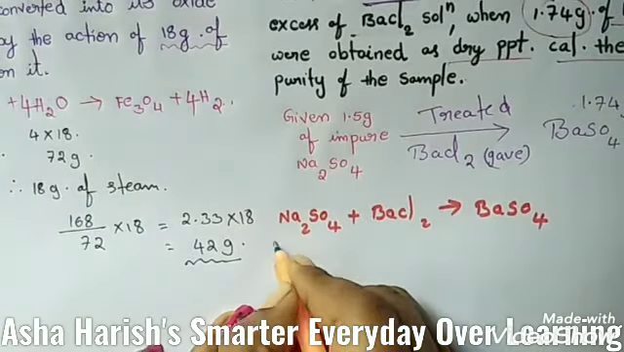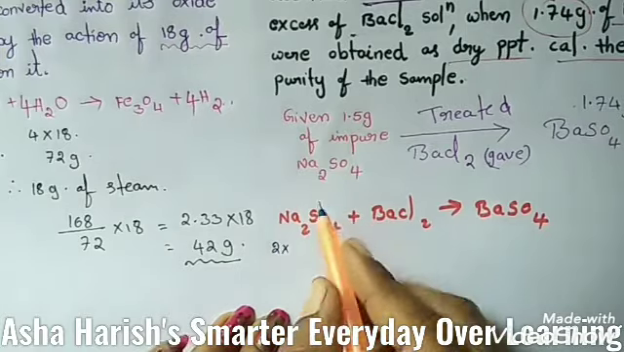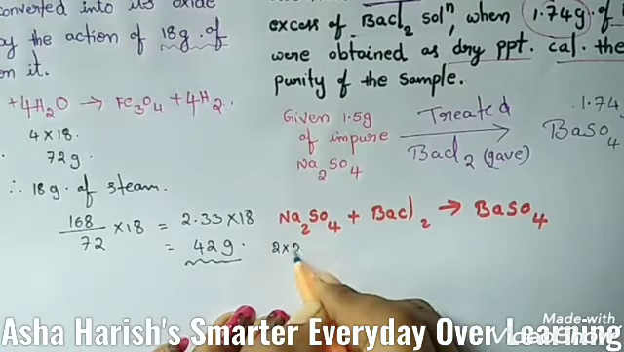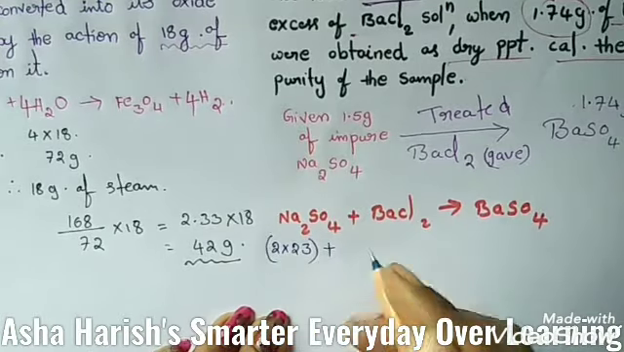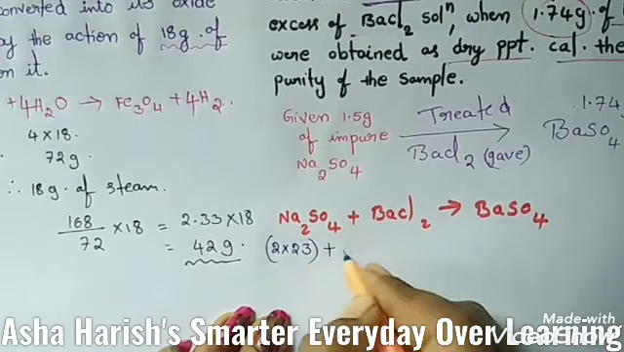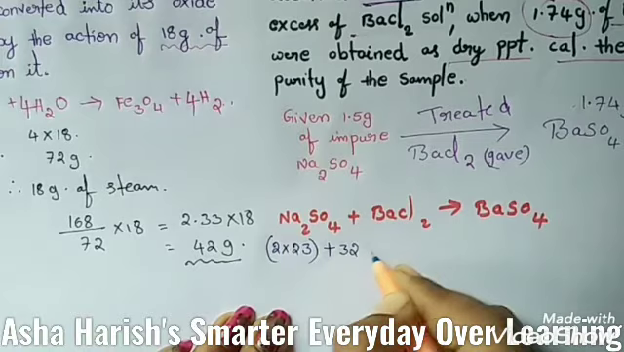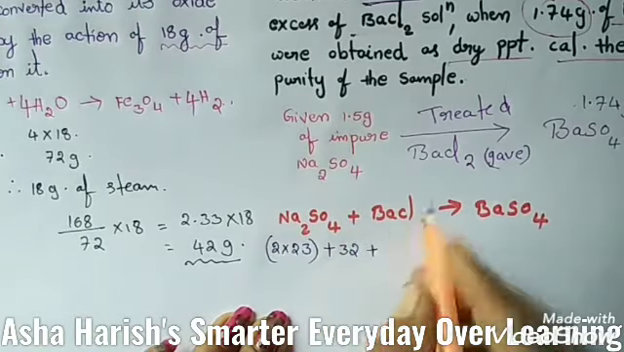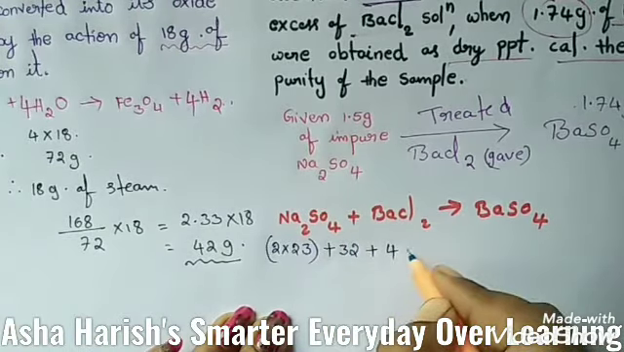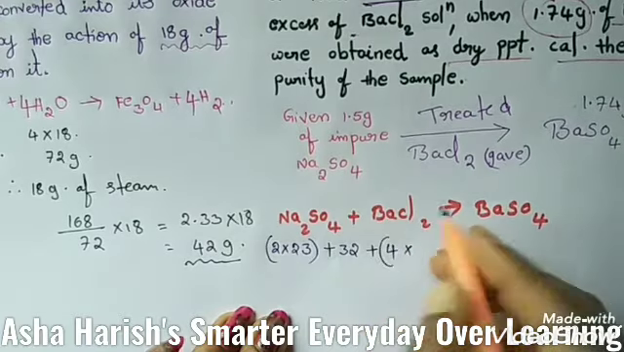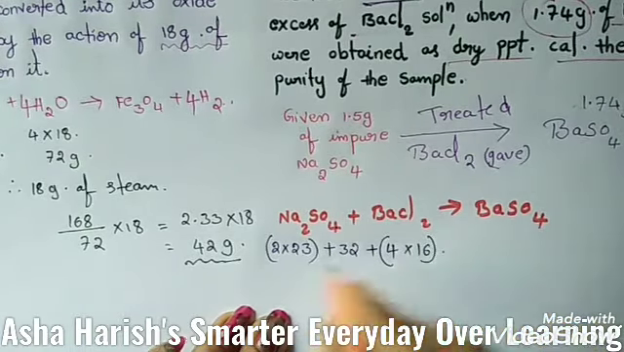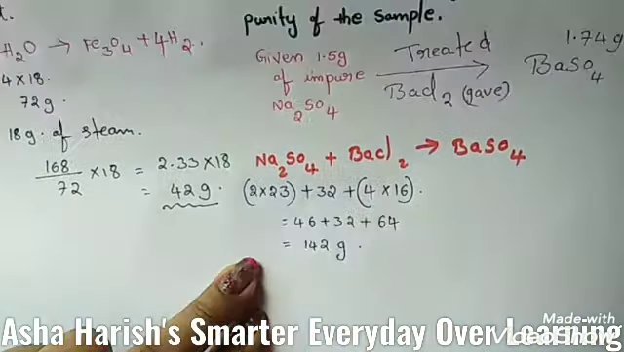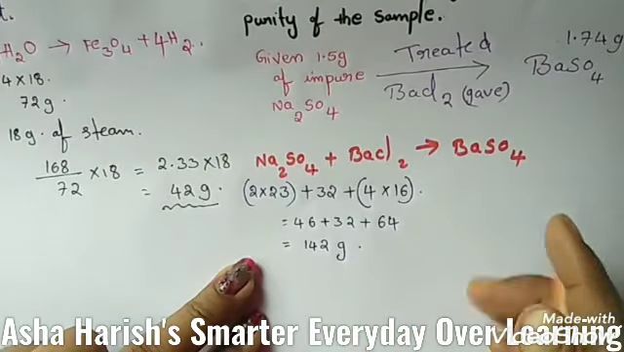Sodium atoms are 2 here, so 2 into the atomic mass of sodium, which is 23, plus sulfur atomic mass is 32, plus here are the 4 atoms of oxygen, so 4 into oxygen atomic mass 16. Now finally students, what you should get is 142 grams.